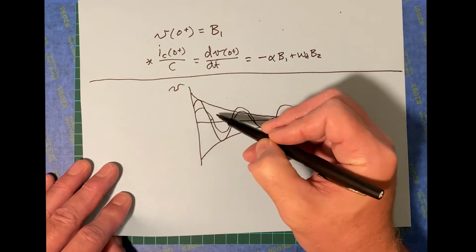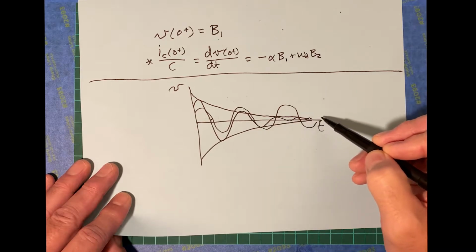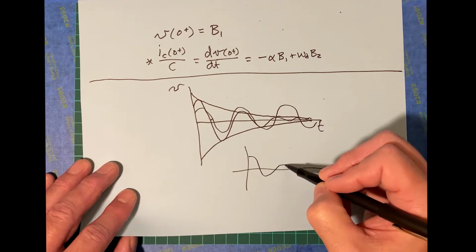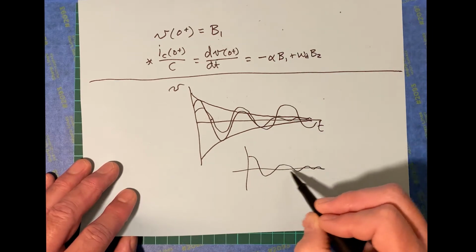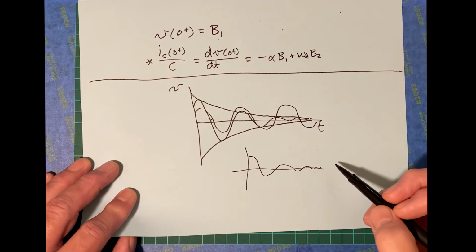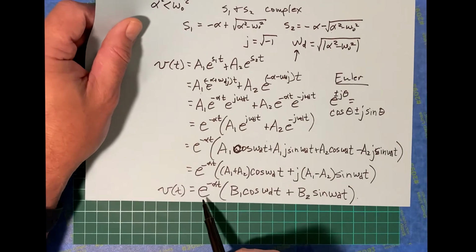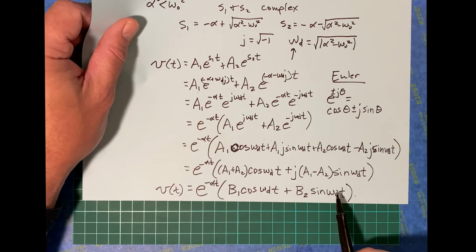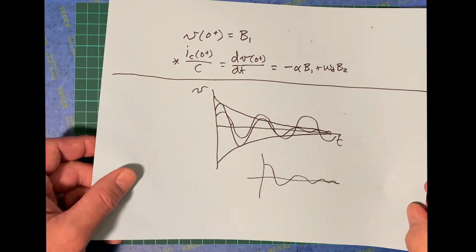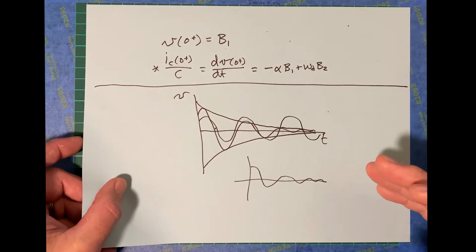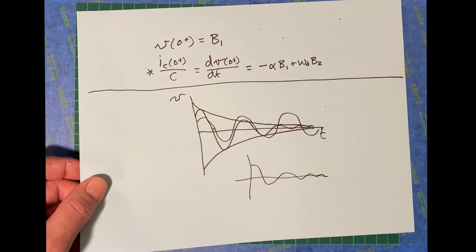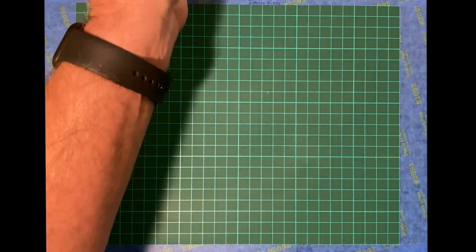You can see the exponential decays over time. So I'll make that a little clearer: it is oscillating, but the oscillations are getting smaller with each cycle, like that. And that's what you get when you multiply the decaying exponential here times the sine and cosine. Okay, that's the underdamped solution. We'll work some problems with the underdamped, the overdamped, and the critically damped solutions here.